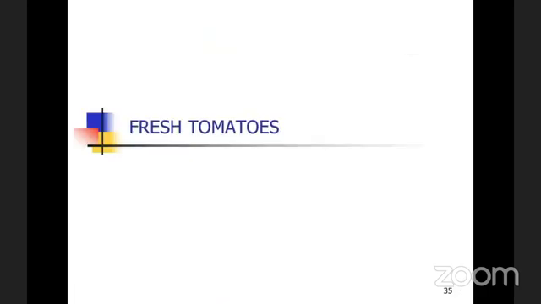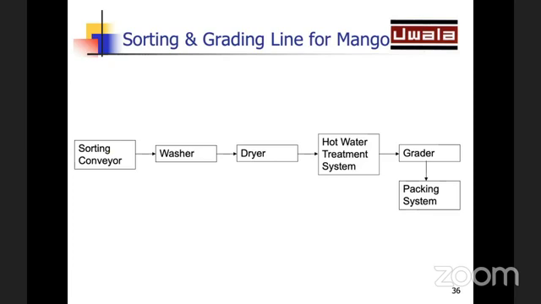The last form of tomato processing, or the last form in which tomatoes are sold, is fresh tomatoes. Now, if you're making really good quality tomatoes and you want to sell them in the fresh form, this is the kind of line which you can always do, and this is the kind of line you would have seen in several supermarkets.